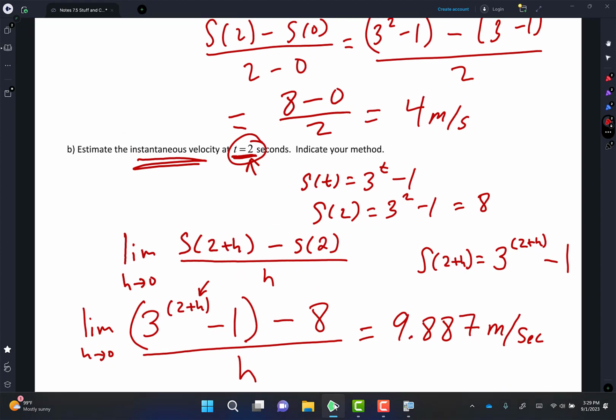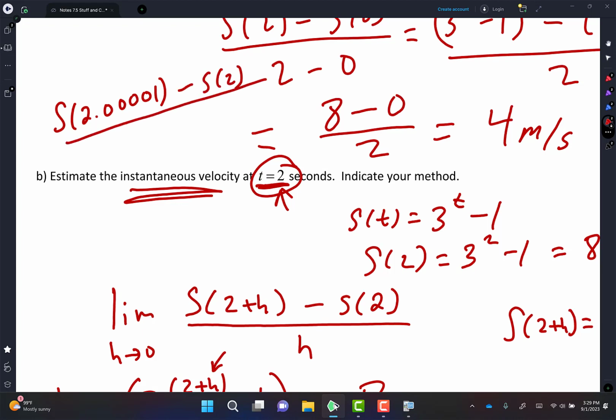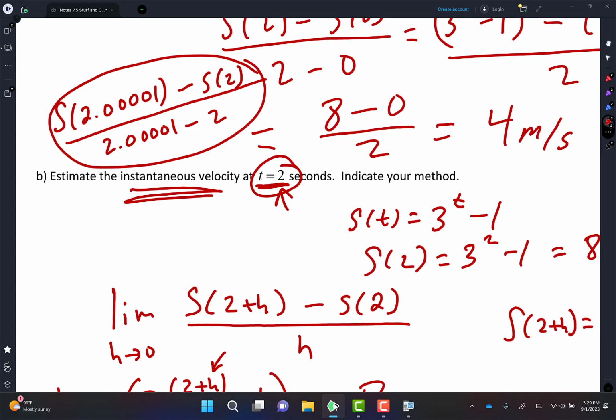I'm going to choose two numbers really close to 2. So give me a number really close to 2. Oh, to the right of 2. 2.00001 minus s of 2 over 2.00001 minus 2. I hope that I got the same number of digits: 1, 2, 3, 4. You could have done that, and I bet you we would get the same thing. Do you know what this is? This is just y2 minus y1 over x2 minus x1, right? I'm just zooming in really close, and I'm getting that rate of change for that secant line really close to the tangent. Do you guys see what I'm doing?